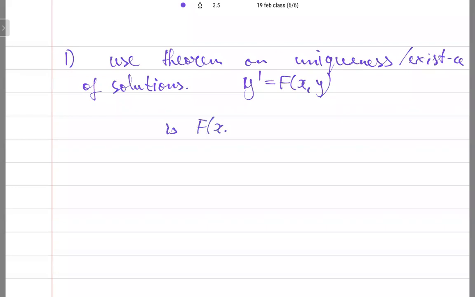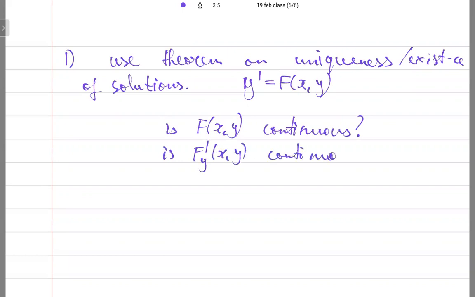Is F continuous? Is F prime continuous? And maybe this theorem is sufficient. Maybe both functions are continuous. In this case, you say, oh, I have only one solution, and you do not solve the equation.